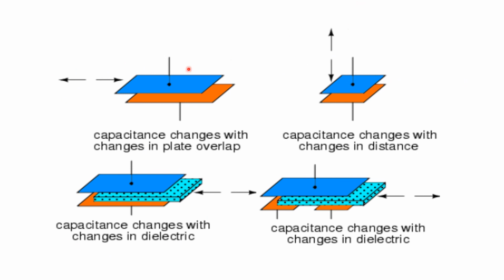The first diagram says that the capacitance changes when there is a change in the overlap of the plates. Here it says that the capacitance changes with changes in the distance. Here it changes when a dielectric material is inserted into it. Here a change occurs when there is a change in the dielectric material.